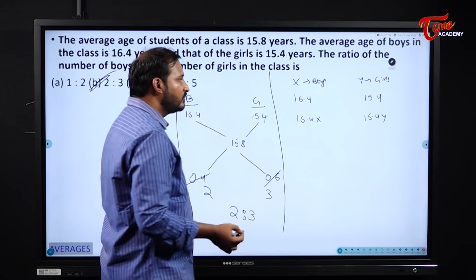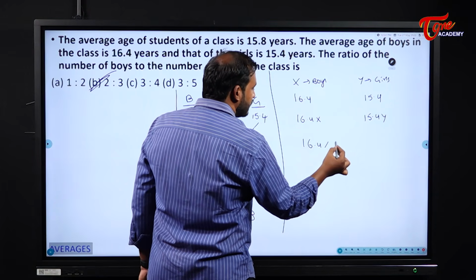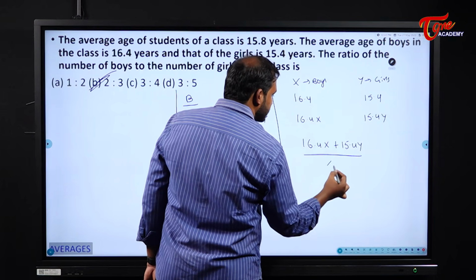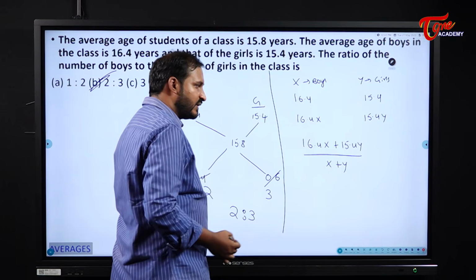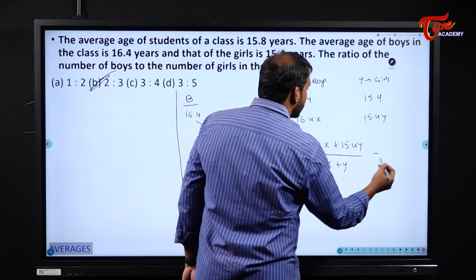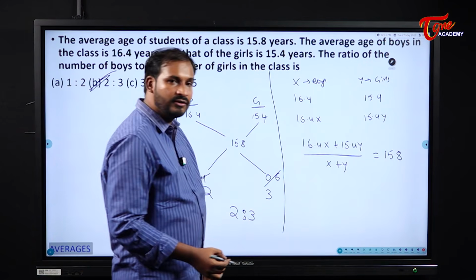Okay. Now the average according to this will become what? (16.4x + 15.4y) by (x + y), where x plus y is the new total strength. And this is equal to what according to the question? This is equal to 15.8.